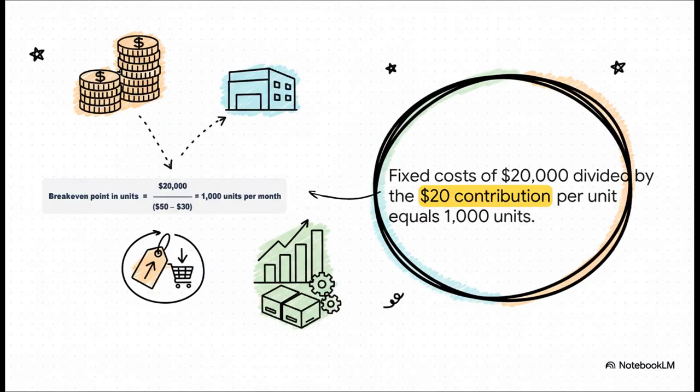And you can see the formula in action right here. We take the fixed costs, the $20,000, and divide by the contribution per unit. So the contribution is the selling price, $50, minus the variable cost, $30, which gives us $20. So $20,000 divided by $20 per unit equals 1,000 units. This company absolutely must sell 1,000 units every single month just to cover its costs.